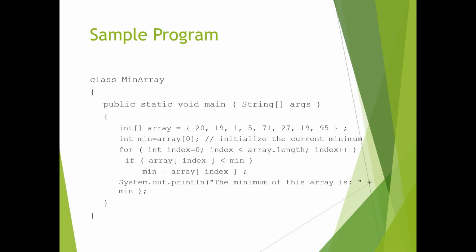public static void main. int array[] with these elements: 20, 19, 1, 5, 71, 27, 19, 35. So how to find the minimum element of the array? We take min = array[0] as the minimum element, and go on comparing each element of the array. If it is less than that, we make min equal to array[i], and then we display the minimum element of the array.